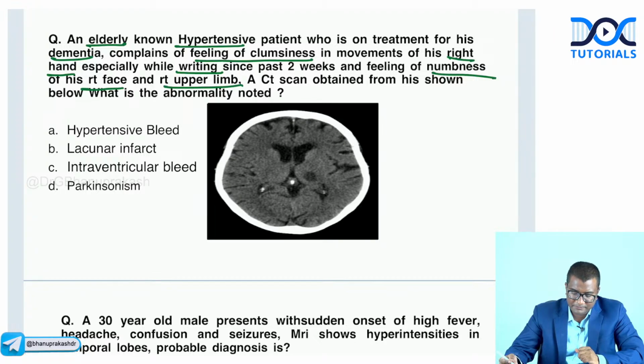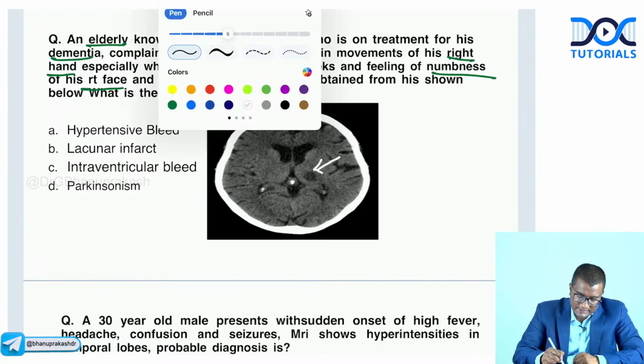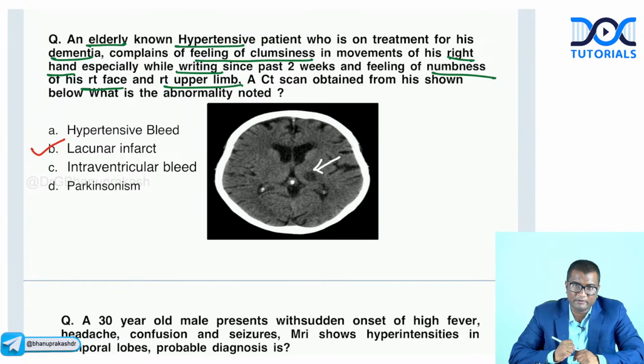Anybody can identify? If you can see here, the patient is having symptoms on the right side, so the problem is on the left side. In the left thalamic region, you can see a small hypodense lesion. This is what is called a lacunar infarct.